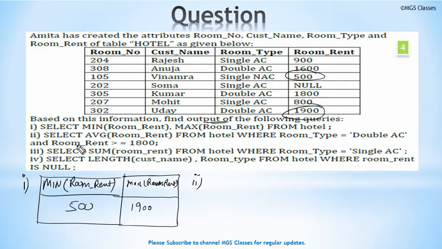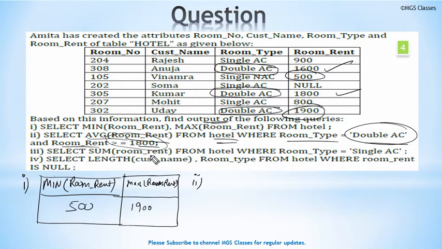The second portion is: select average of room rent from the hotel where room type is double AC and room rent is greater than or equal to 1800. Here we need to print the average of room rent for those rows whose room type is double AC and rent must be greater than or equal to 1800. So which rows are we interested in? First, we are interested in the double AC. There are three double AC values, but among them we are only interested in those rooms whose room rent is greater than or equal to 1800, remember.